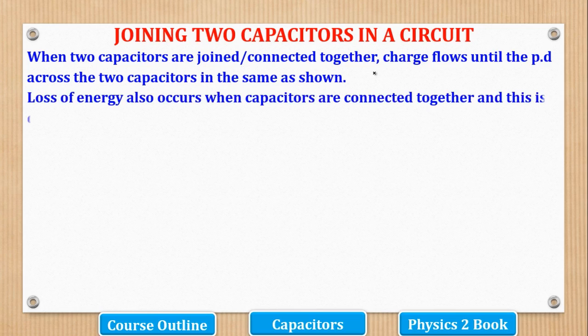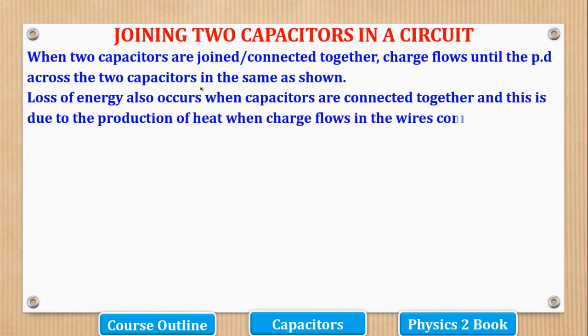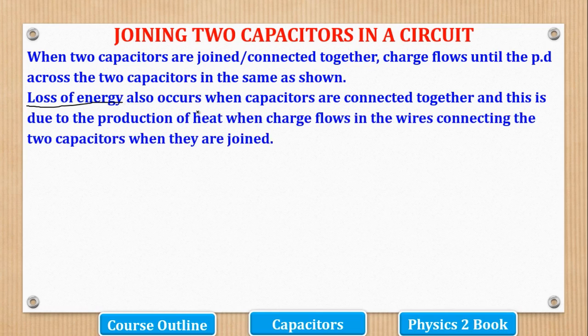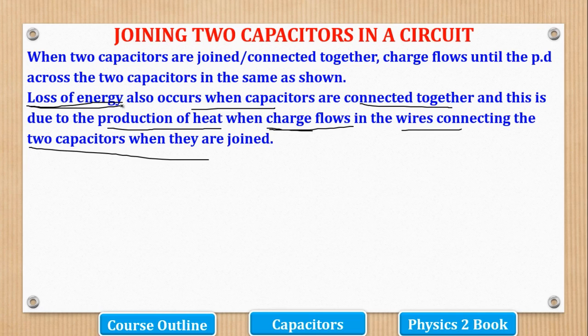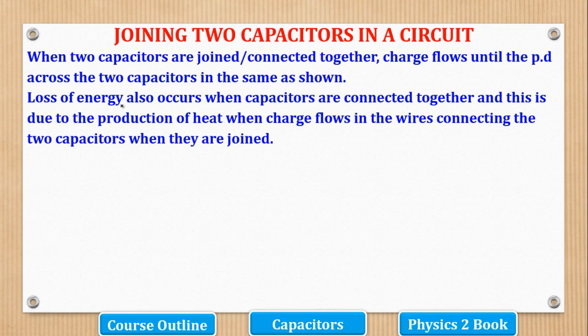And as this charge is flowing, it will generate some heat, and that heat will cater for the loss of energy. So that's why we are saying that loss of energy occurs when the capacitors are connected together, and this is due to the production of heat when charge flows in the wires connecting the two capacitors when they are joined. So as this charge flows, heat is generated, and that heat generated accounts for the loss of energy. That means energy before connection will be different from energy after connection.